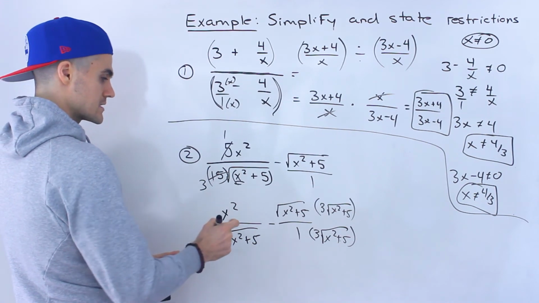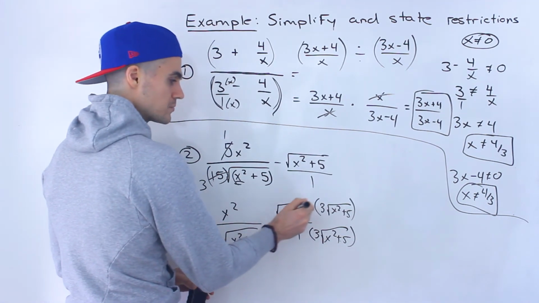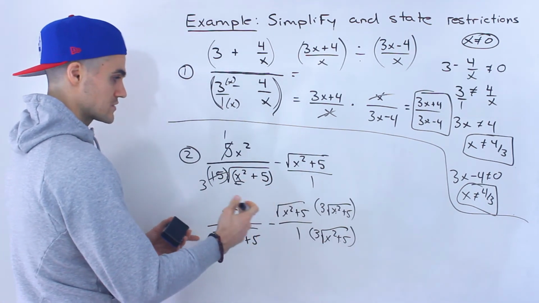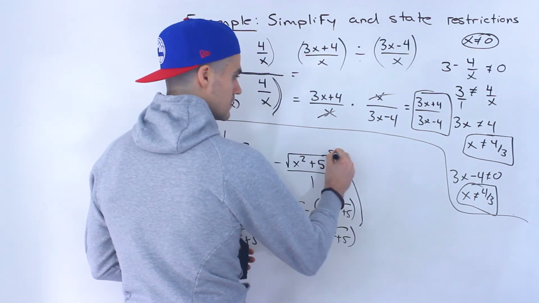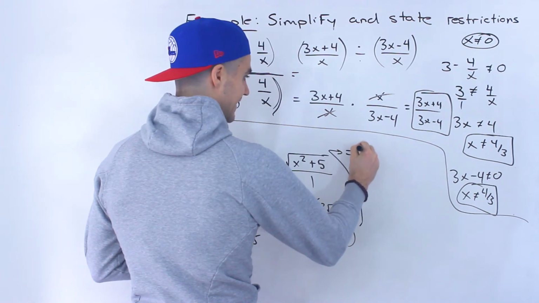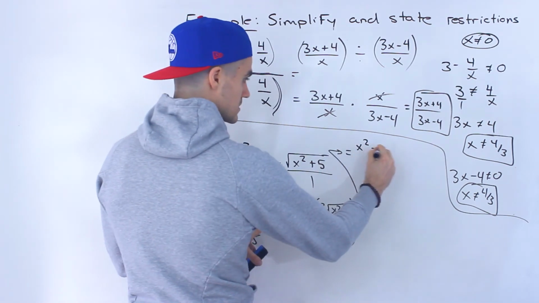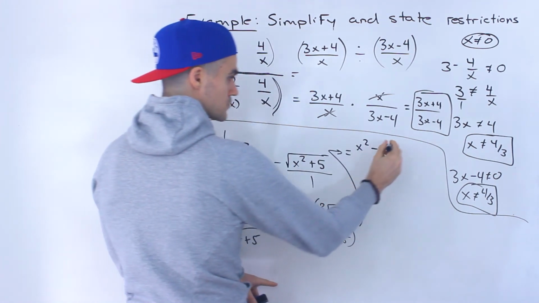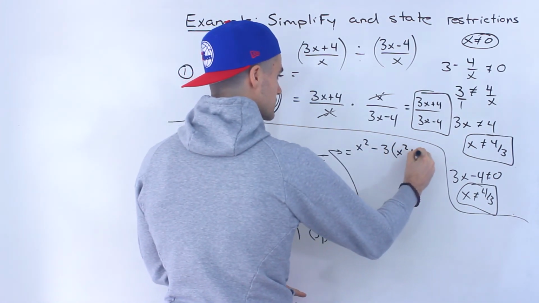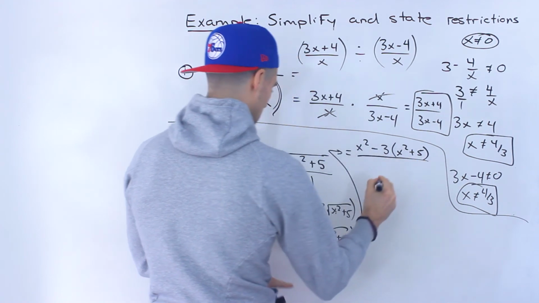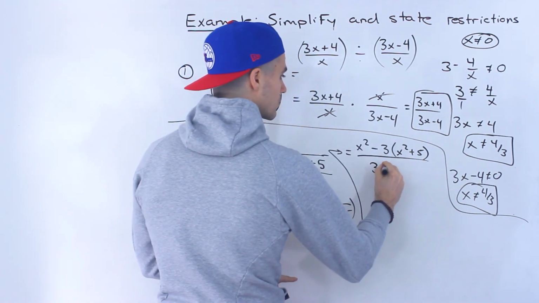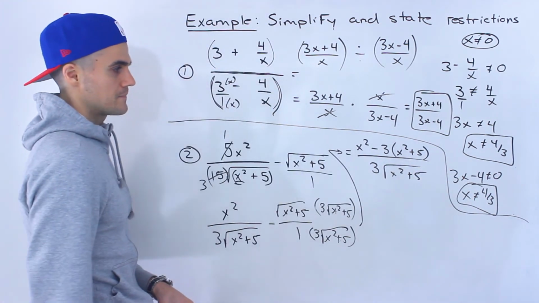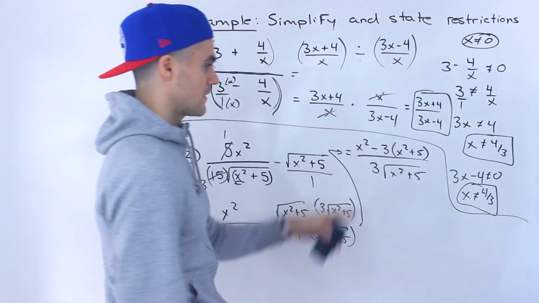And then notice that root x squared plus 5 times root x squared plus 5 is just going to be x squared plus 5. So all of this is going to simplify to x squared minus, the 3 is going to be in front, and then root x squared plus 5 times root x squared plus 5 is just x squared plus 5. And this is going to be all over 3 root x squared plus 5, like that. And then we just have to simplify that numerator.